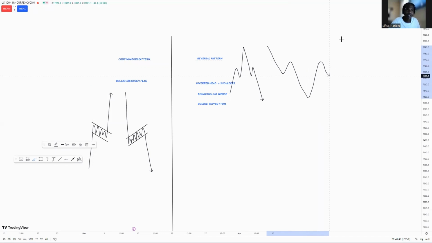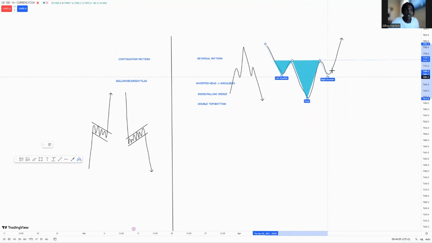And then price does what? Price moves to the upside. So when you look at this, you can tell that price printed a left shoulder and then created a head, our head, and then price moved to the upside, created our right shoulder, and then price did what? Moved to the upside, right?